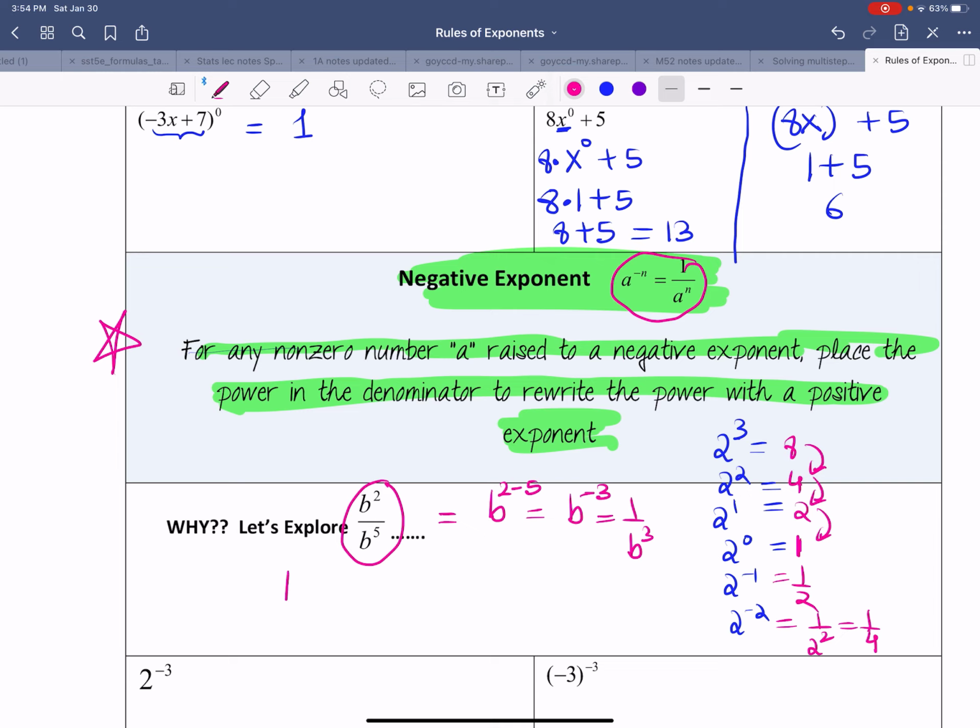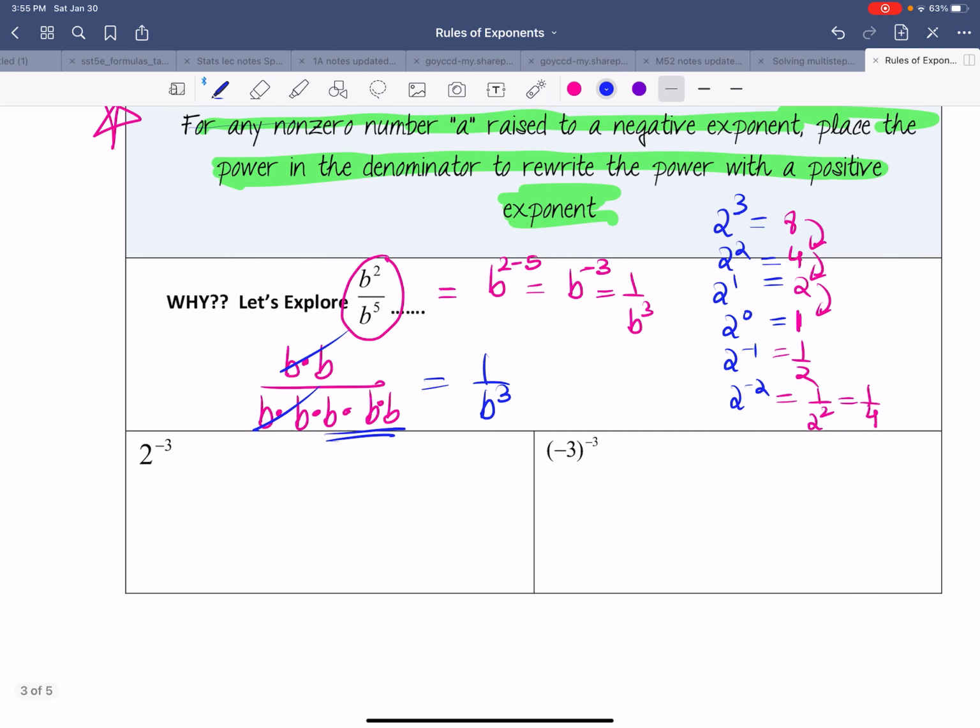Let's go ahead and expand these. B squared means b times b. B to the fifth means we have 5 b's in there. So 2 of the b's are gone, and that just leaves me with 1 over b to the third power. 2 to the negative 3 power, okay, bring it to the denominator, make the exponent positive, and I know 2 to the third power is 8.